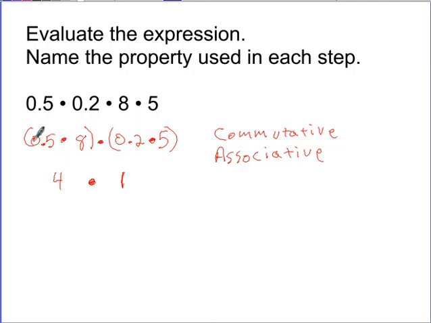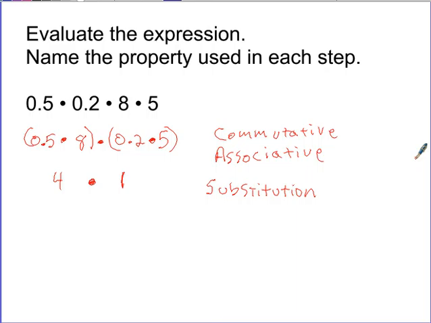We just did this one. 0.5 times 8 is 4. What would you call that? That's that big, generic, broad property. Substitution. You guys are struggling here. That's okay though. All right, substitution.